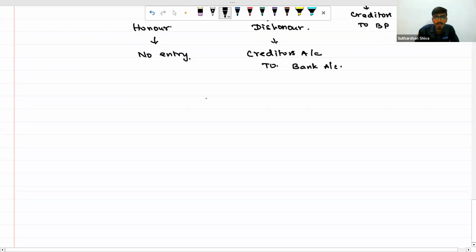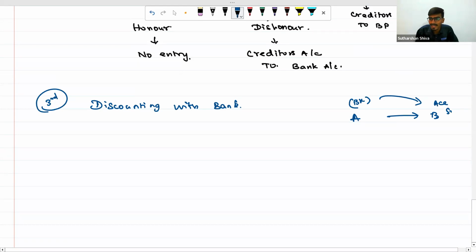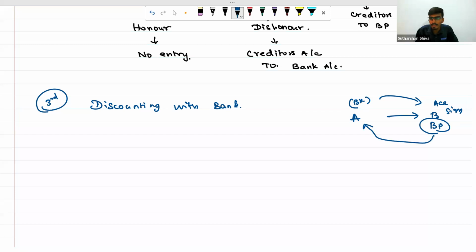Next, the third part is discounting with bank. How will this discounting with the bank concept work? A is sending bills receivable to B. B accepts and signs it, then it becomes bills payable. This bill will be sent to A. So for A, it is bills receivable, and from B's point of view, it is bills payable. This bill is worth 3 months.